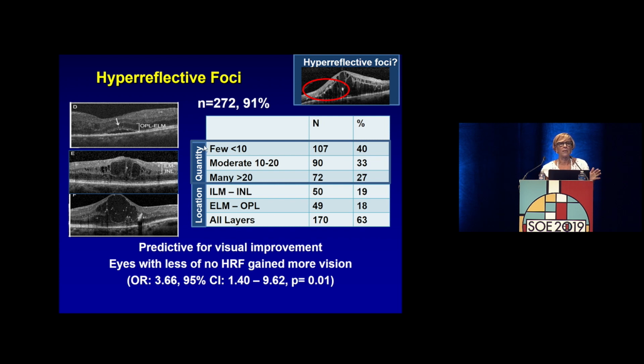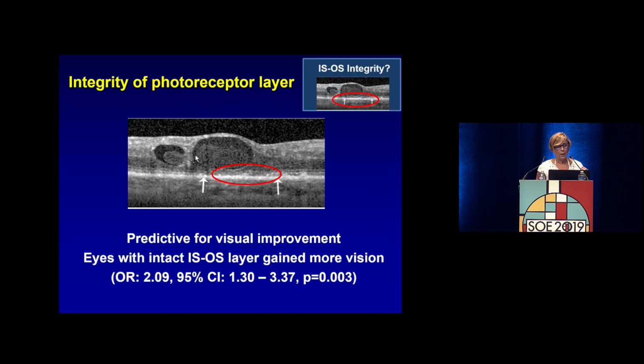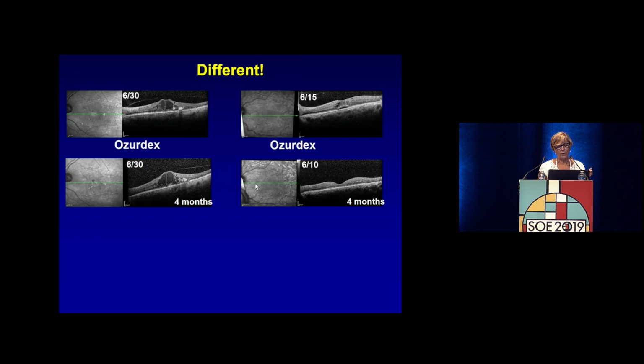It doesn't claim that Ozurdex is not good for these eyes. It's just that this is a marker for severity of disease. So these eyes respond not as good to Ozurdex, and I think also not to other drugs, because it's just a level of severity, both when you look at the quantity and when you look at the location. And the very obvious biomarker in OCT is the integrity of the photoreceptor layer. We know it from clinical practice, but it has been shown here and in other studies repeatedly that the integrity is very important. Eyes with intact inner segment, outer segment layer, ellipsoid zone, gain more vision than eyes that do not have an intact layer.